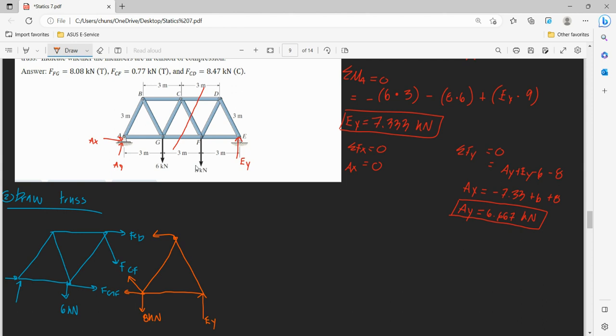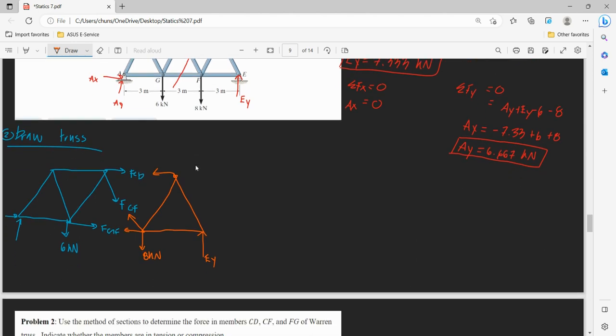So let's look at each side and see which one has the least unknowns. On our right side, we'd have 1, 2, 3, 4, 5 unknowns. But on our left side, we have 1, 2, 3, 4. Actually, no, this we already know. Sorry, we know our values for our support reactions. So that means each of these has 3 unknowns. So it just depends on which one you would like to do. I'm going to work on the right side, but feel free to try the left side and see how it goes. So I'm going to use the right side.